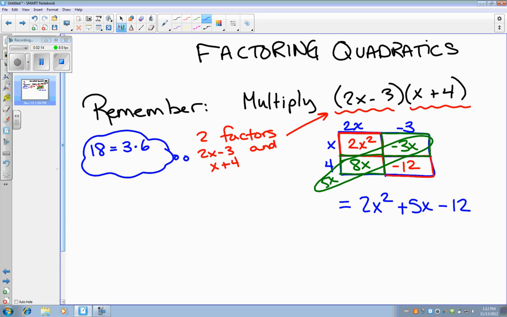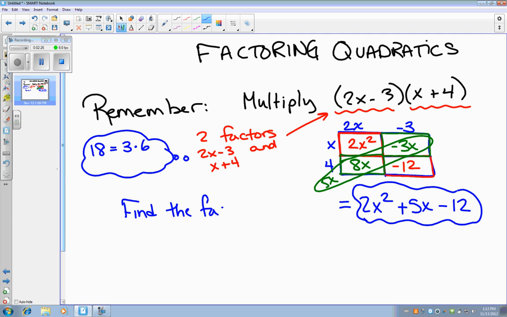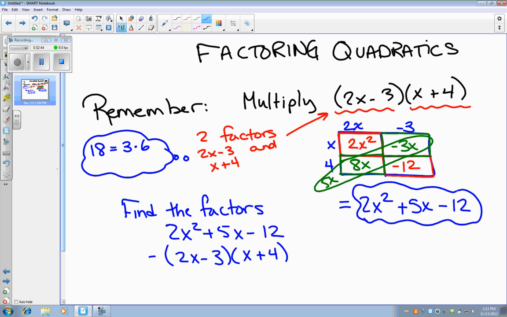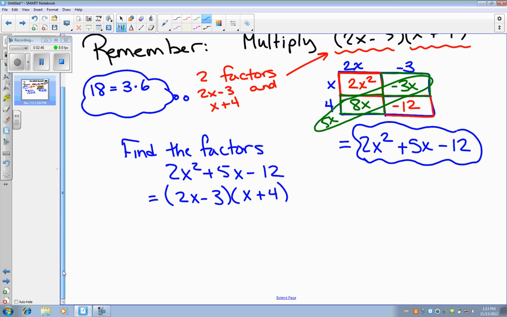What we're going to do now is I'm going to give you this piece, and I'm going to ask for the factors. So the question could be something like find the factors or factor this. I'll give you the answer part like this, and I'll say find the factors. Well, we just did this one, so I happen to know that the factors are going to be 2x minus 3 and x plus 4, because we just did that. But now we need to talk about why.